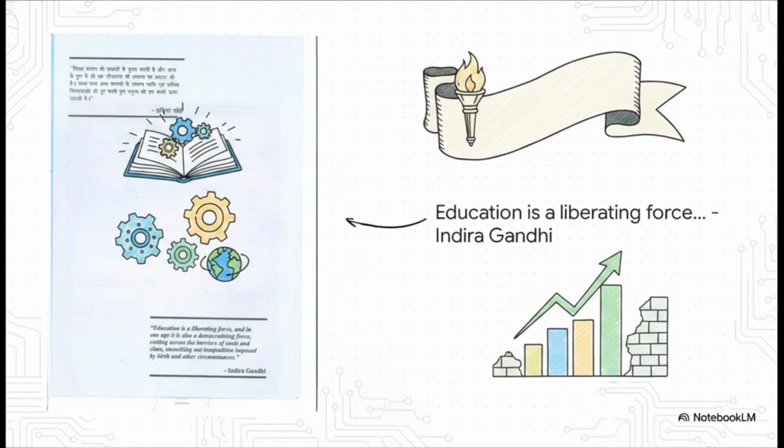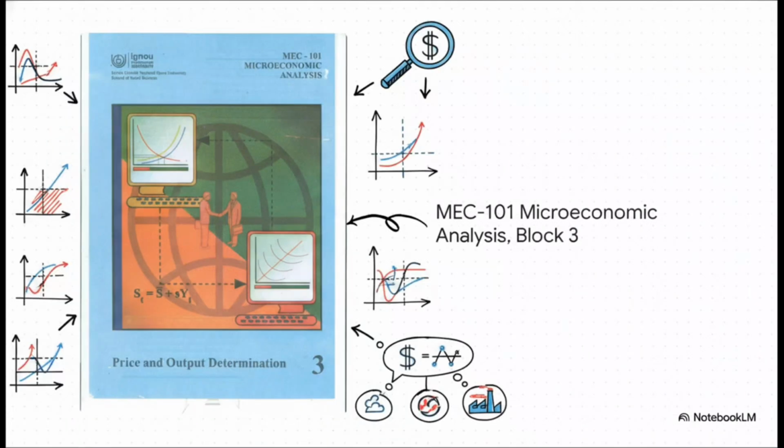Okay, let's dive in. Our source material for today's mission is your textbook, MEC-101 Microeconomic Analysis, specifically Block 3. We're going to distill all the essential takeaways from these pages into simple, clear concepts that you'll be able to easily recall when it matters most.